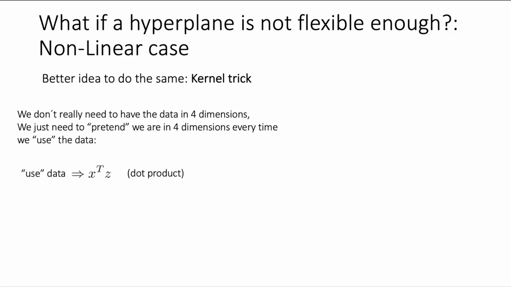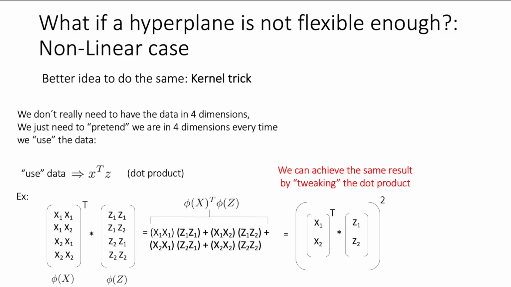So instead of really going and getting the vector in a higher dimension, we are just going to pretend that we are in the high dimension, but we are just going to use the original data. How? Through using the dot product. For example, we can see that if we take the dot product between 2 vectors that are already expanded, we get a result that could be easily determined by a dot product of the original vectors, but then to the power 2.